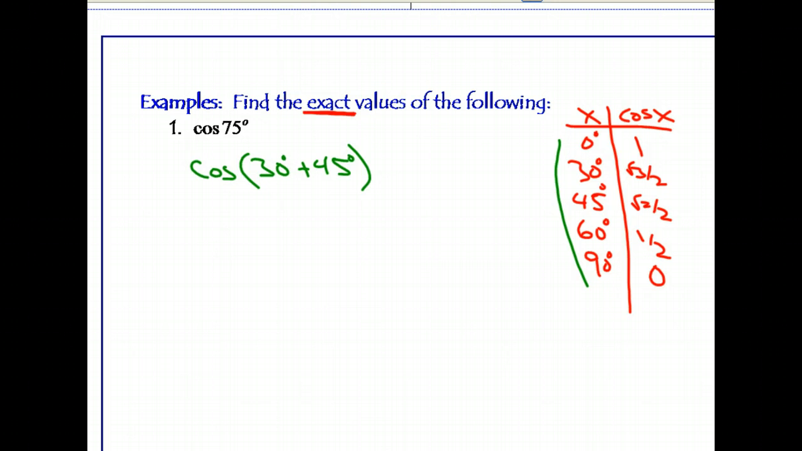So I use the values I know, which are right here. So you're still going to be limited in the questions they can ask. They can't ask you the cosine of 20, or the cosine of 55, because you can't really get 55 from some combination of these angles over here. But 75 they can ask.